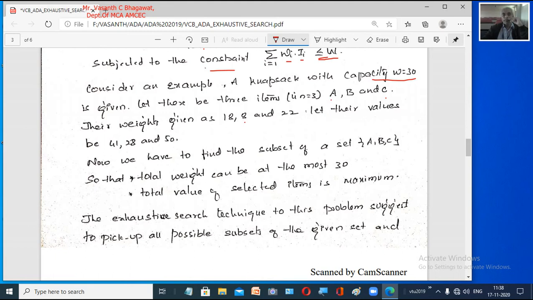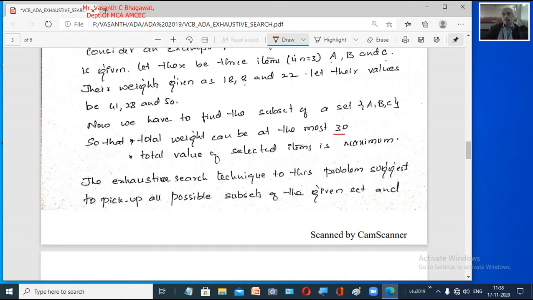Now this is how the problem we are going to solve. We have to find the subset. When you take this set which consists of 3 elements A, B, C, you have to find the subsets of these elements so that the total weight is at most 30 kg, not more than that. When you select each item, you find the weight and value and the total, and that total should be maximum. So now we start with an exhaustive search.